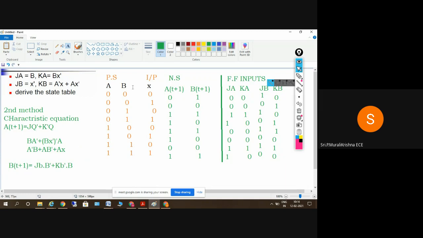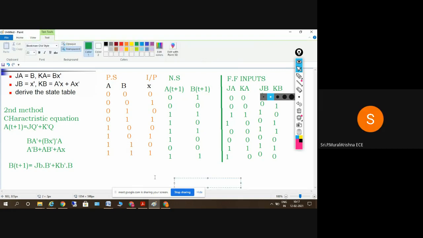So the first method is where we find the flip-flop input equations, and based on these flip-flop input equations, we find the value of A of T plus 1 and B of T plus 1 using the truth table. The second method is we find the characteristic equation and substitute the values of J A, K A, and J B, K B in the characteristic equation, and we find the values of A of T plus 1 and B of T plus 1. That is the second method. You can prefer any one of them. Okay, so that is the first thing here.